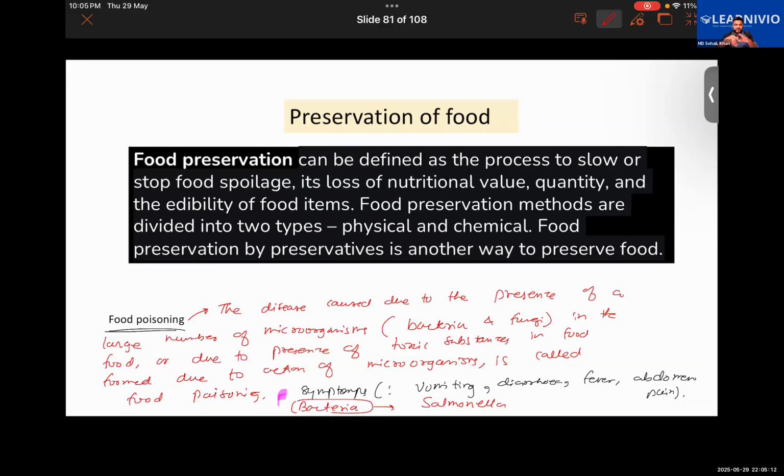Also, you know that when the food gets spoiled, isn't it a chemical change that's happening? If a food is getting spoiled, can't we say that a chemical change must have happened there? Right, Farhan?